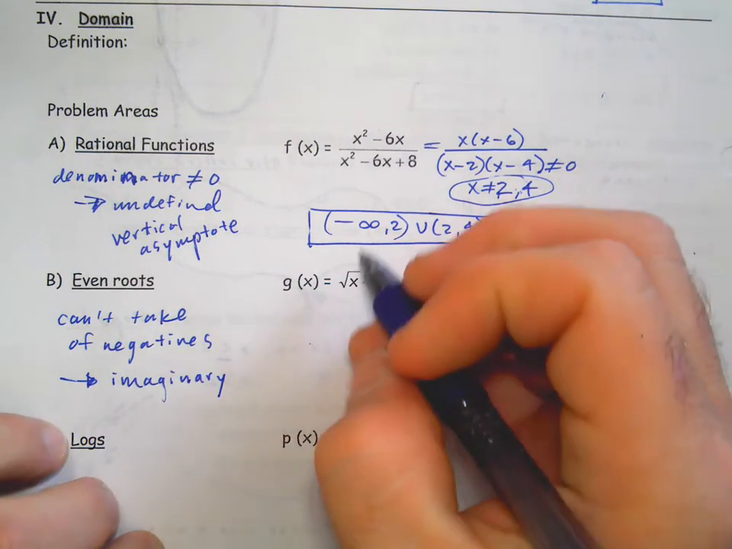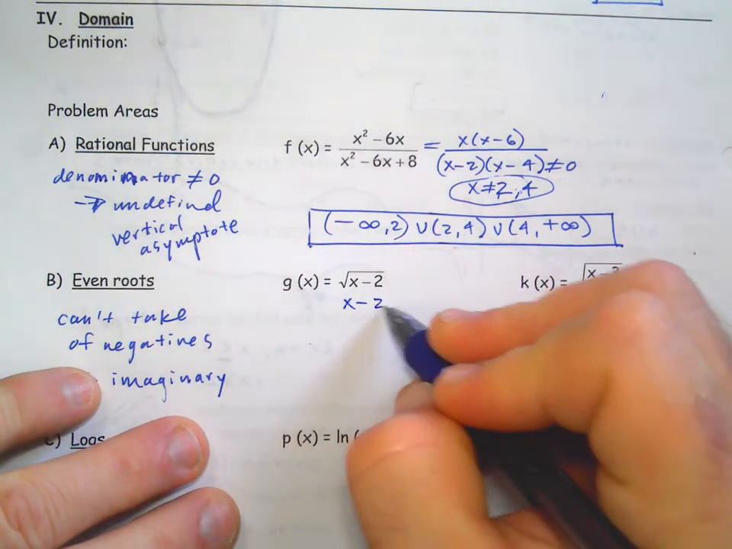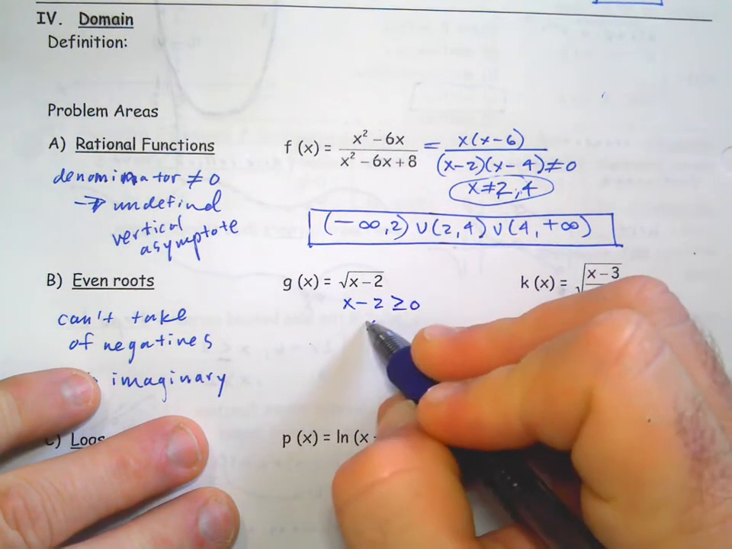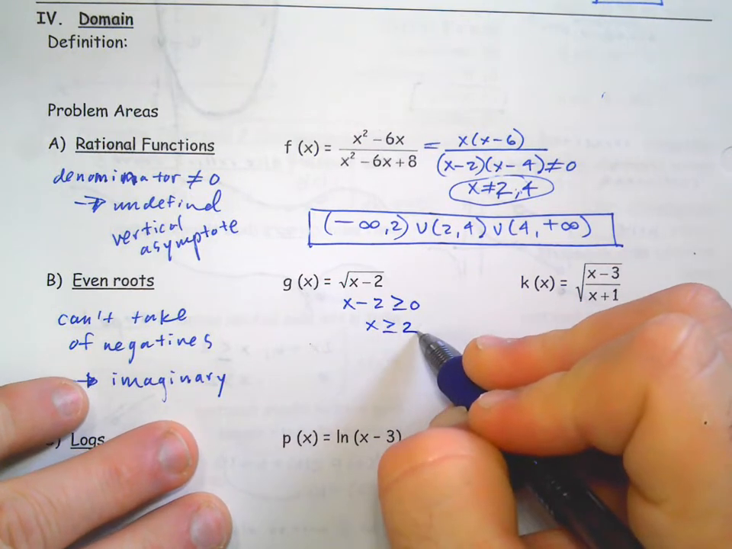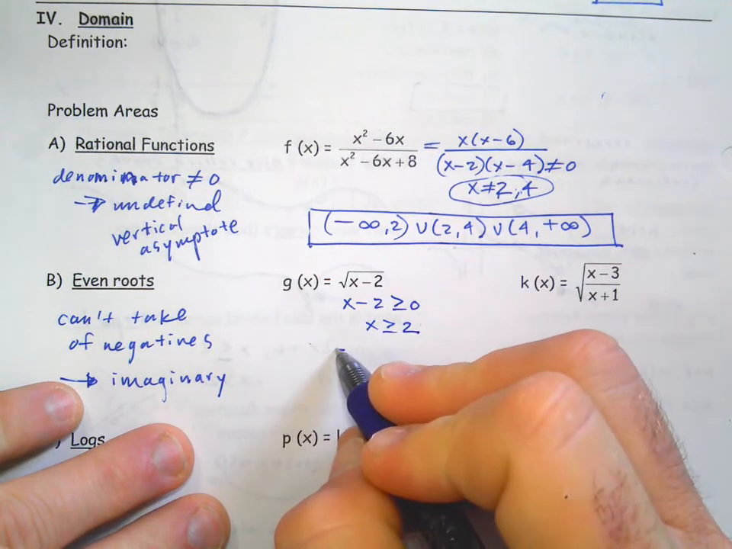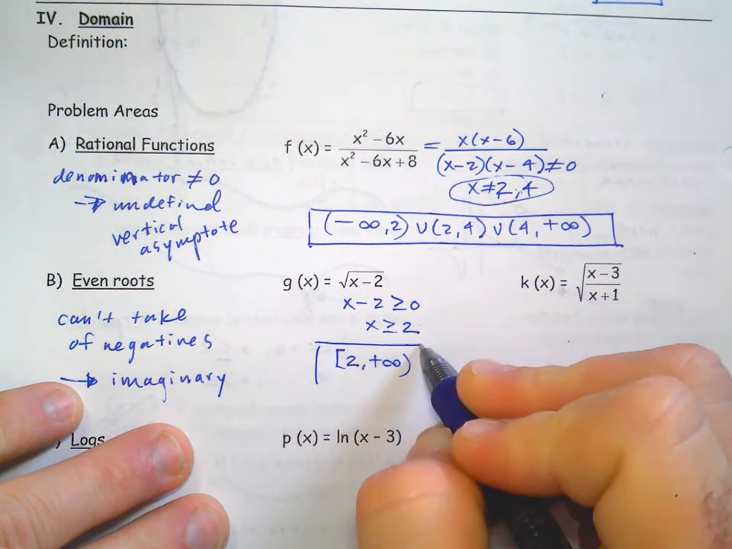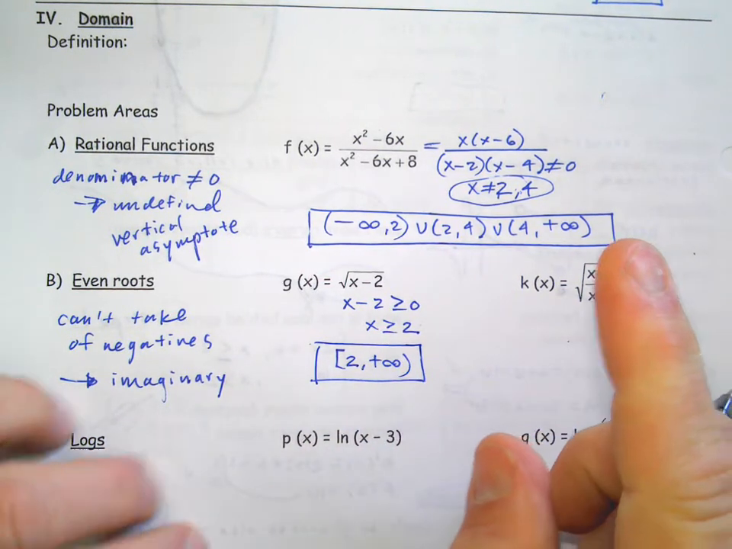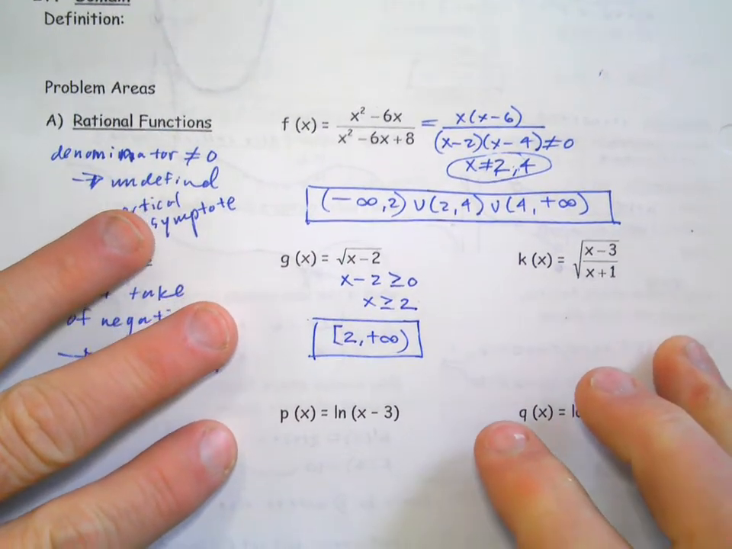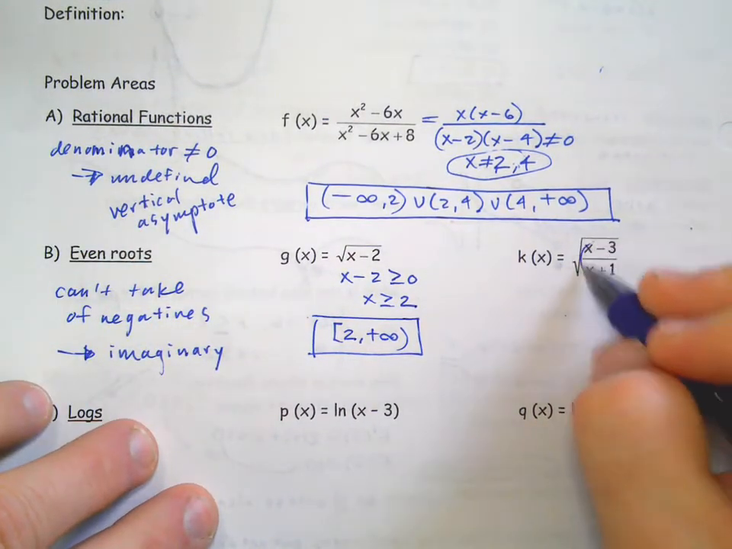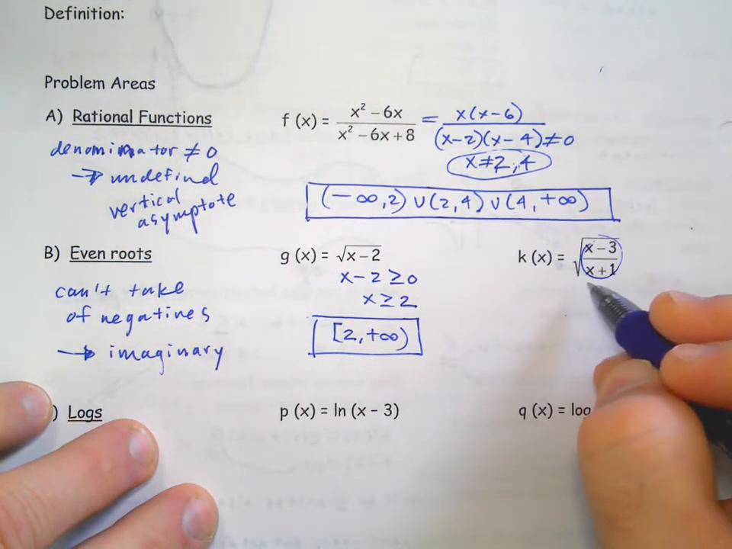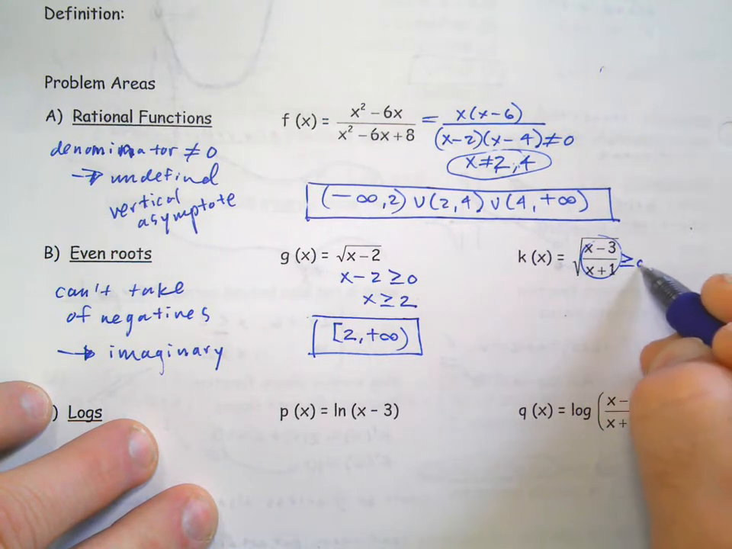So you'd have to say, okay, well, the inside of this needs to be greater than or equal to 0. So the inside of this has to be greater than or equal to 2. And as interval notation, that's going to be bracket 2 to positive infinity. So this is kind of like what we were doing the other day with the logs, is saying, well, here's the restriction. So let's say, okay, well, the inside has to be greater than or equal to 0.